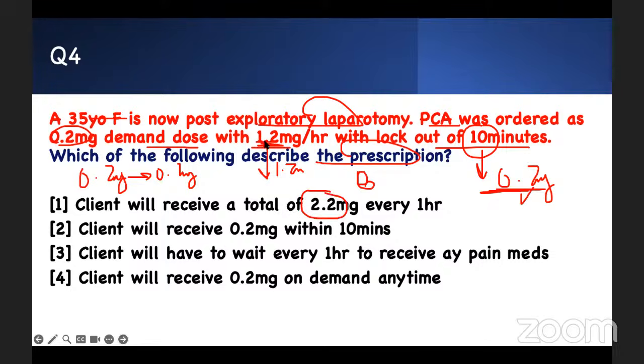No, 1.2. Client will receive 0.2 in 10 minutes. Excellent. Client will have to wait every hour. No, wait 10 minutes. That's the lockout. Client will receive 0.2 on demand anytime. No, you get 0.2 in 10 minutes, but you can push it 500 times in 10 minutes. You're only going to get 0.2.